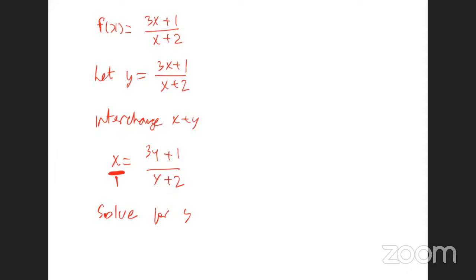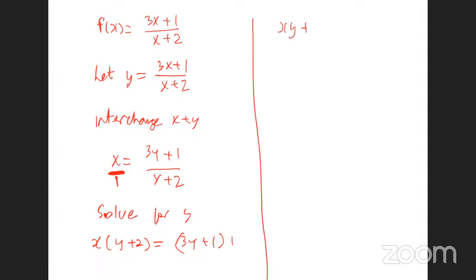Let's see how it went. When you have to solve for y, you're going to cross multiply. So you're going to multiply x by y plus 2 is equal to 3y plus 1 by 1. If you have it the other way around, 1 by 3y plus 1 equal to x by y plus 2, nothing wrong with that. They both mean the same thing. So when you multiply this out, you would end up with xy plus 2x is equal to 3y plus 1.